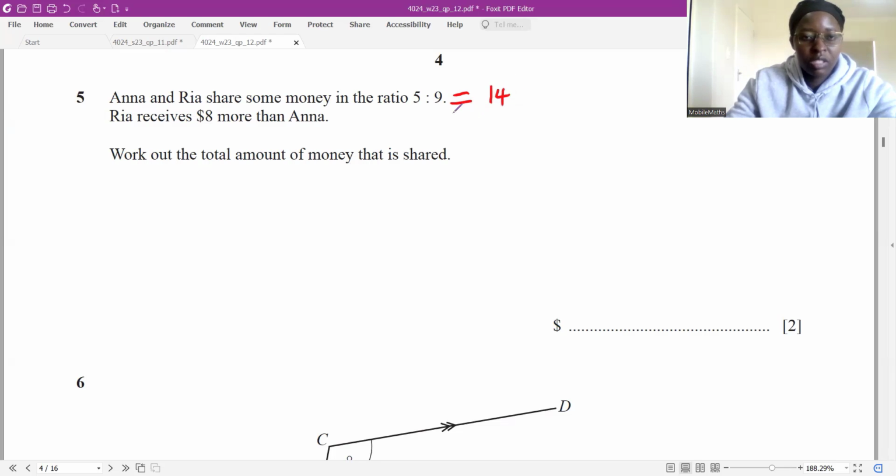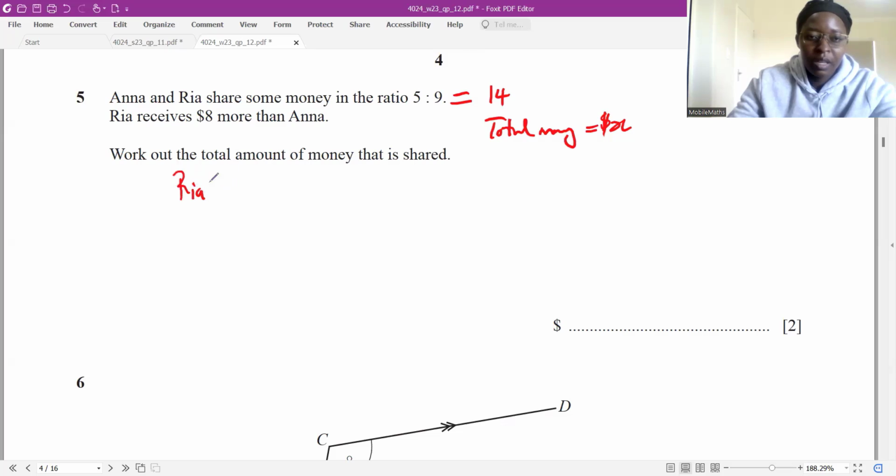Then Ria receives $8 more than Anna. Okay, so we can assume that the total money is equal to X dollars. If Ria is going to get $8 more than Anna, we can say Ria's money minus Anna's money is going to give us $8. Okay, what is Ria's money?